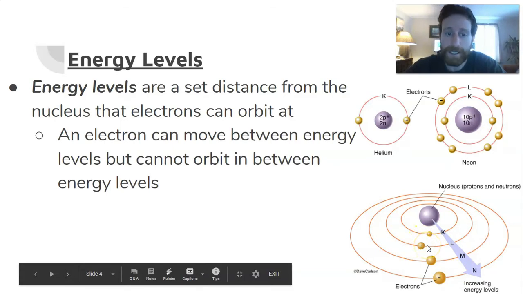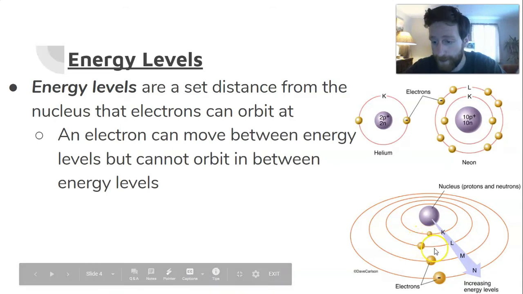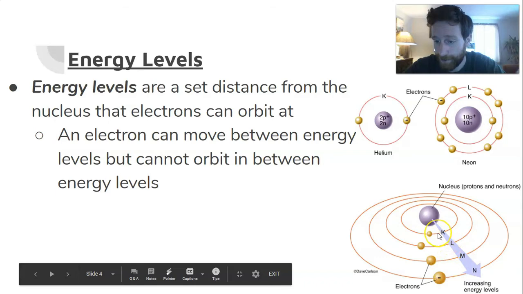An electron can move from one energy level to another. An electron could, say, jump from K to L, but it cannot orbit in between them. There is no half K, half L. You're at one of these 4 rings and no other possible positions.